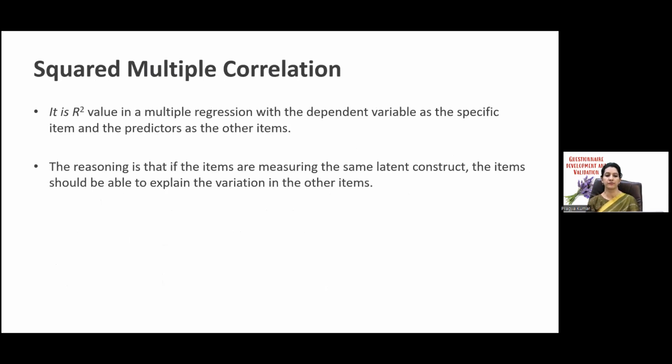We'll see that. Now there is something known as the squared multiple correlation. What is that? It is again the R square value, you all know, the coefficient of determination. It is the R square value in the multiple regression with the dependent variable as the specific item and predictors as the other items. So this R square is calculated like it takes one item as a dependent variable and all other items as independent variables.